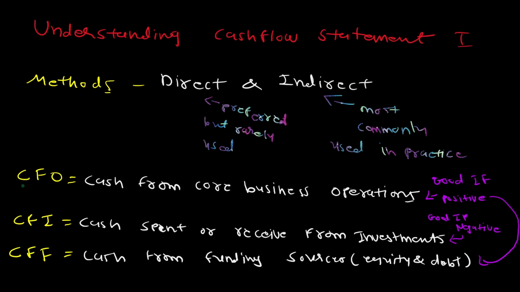The indirect cash flow statement is most commonly used in practice, and there are three parts of the cash flow statement: CFO, cash flow from operations; CFI, cash flow from investing; and CFF, cash flow from financing. Cash flow from operations means cash from core business operations, from where the company earns cash: sales of the main goods, or the purchase of raw material outflow. This is the core business activity.